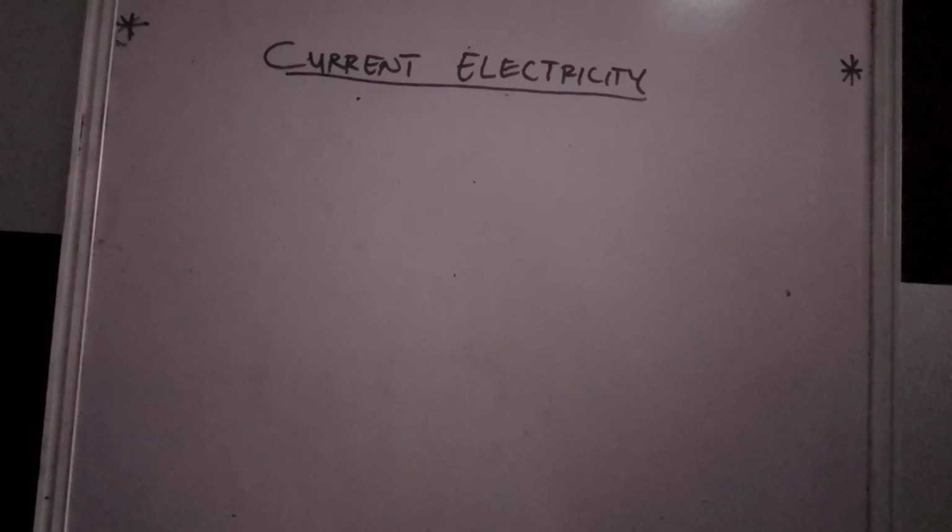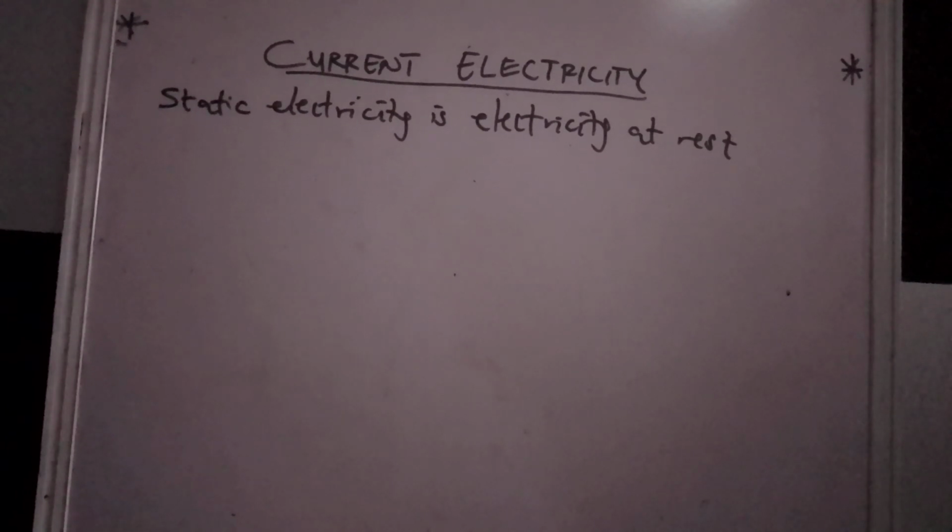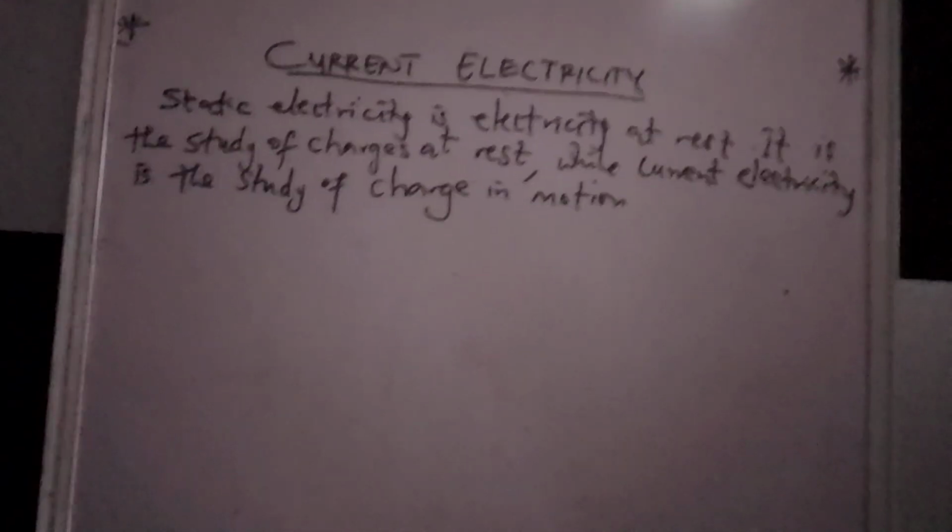Today we'll be looking at another topic which is tied to current electricity. And when talking about current electricity, this is opposite to static electricity. What is static electricity? Static electricity simply means electricity at rest. Static electricity is also the study of charge at rest, while current electricity is the study of charge in motion.